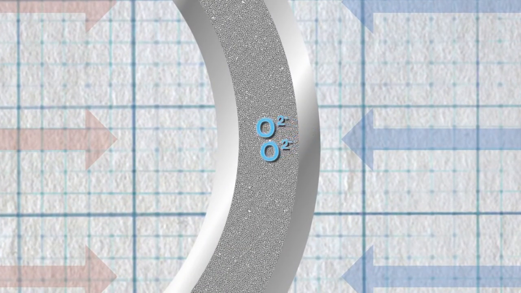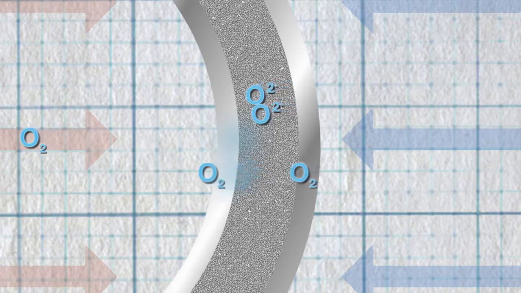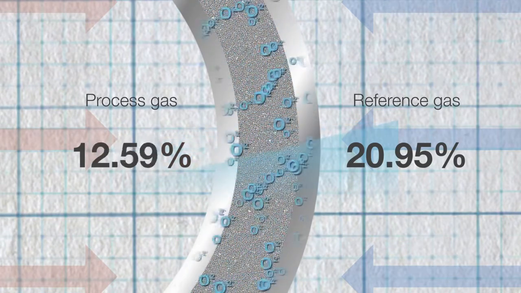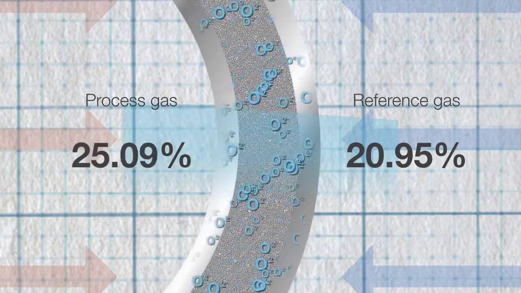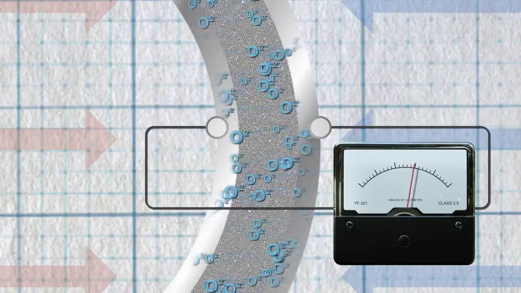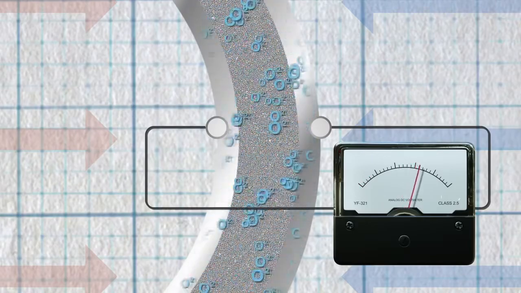When concentrations differ, migration of the oxygen ions will increase as they try to re-establish equilibrium. The reaction at the two electrodes will differ, generating a corresponding potential difference. Using an appropriate device, this difference can be measured to produce a percentage oxygen concentration reading.